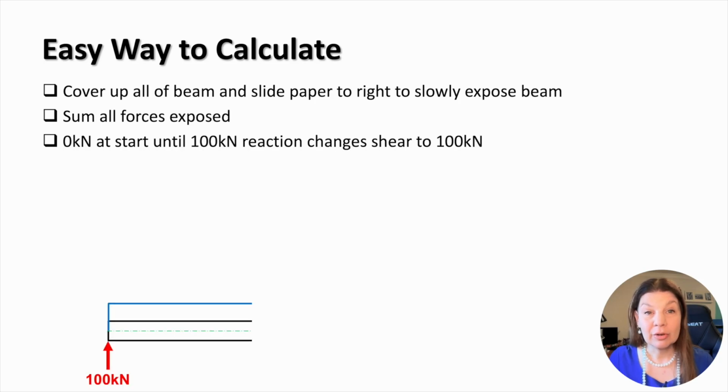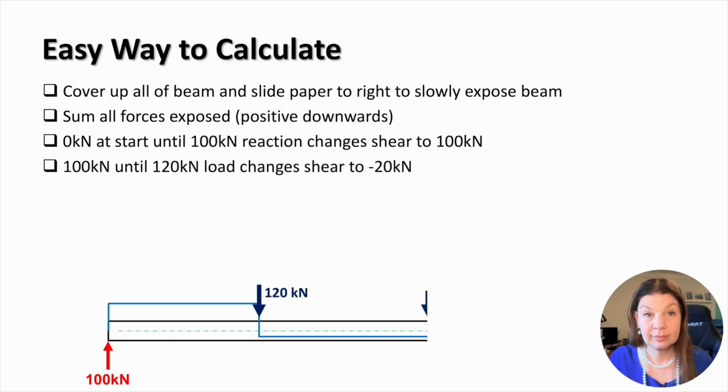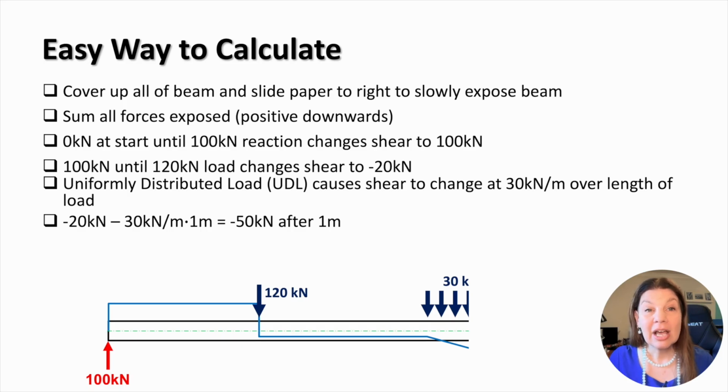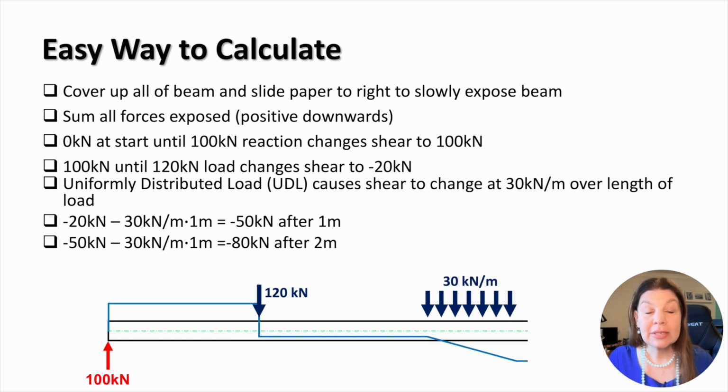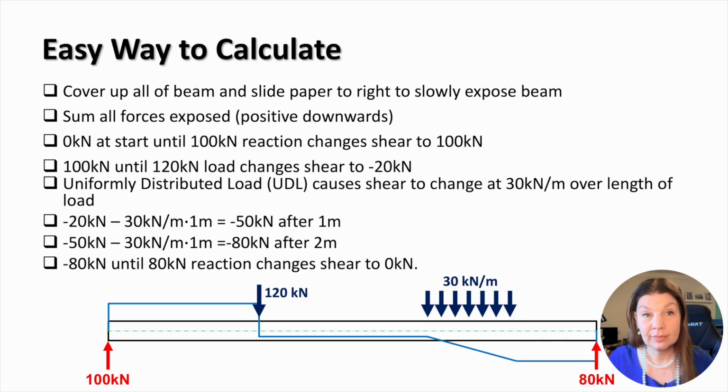We begin at 0, and then the reaction at A changes the shear to 100 kilonewtons. The 120 kilonewton point load changes the shear to minus 20 kilonewtons. Then, under the 30 kilonewton per meter UDL, the shear reduces progressively. After 1 meter of UDL, the shear changes from minus 20 to minus 50. And after 2 meters, it reduces further to minus 80 kilonewtons. It then remains at minus 80 kilonewtons until the reaction at B brings it back to 0.